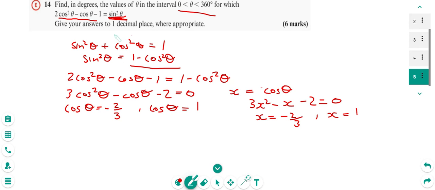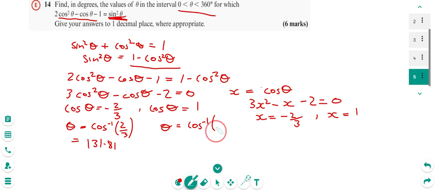So what we're looking for is values of theta. So we need to do inverse cos for both of these. So we do inverse cos for minus 2/3. Then the calculator will give us the nearest value to 0, which is going to be 131.81. And if we put this one in, we'll get that theta is equal to cos minus 1 of 1, which is actually 0. So we need to find the values in this range.